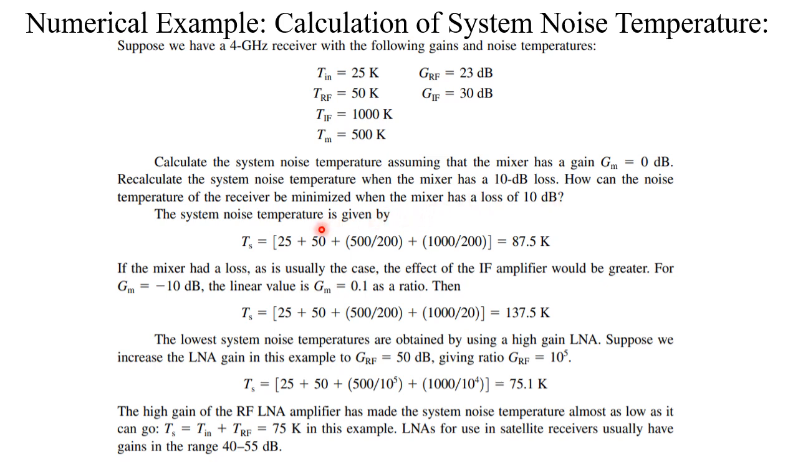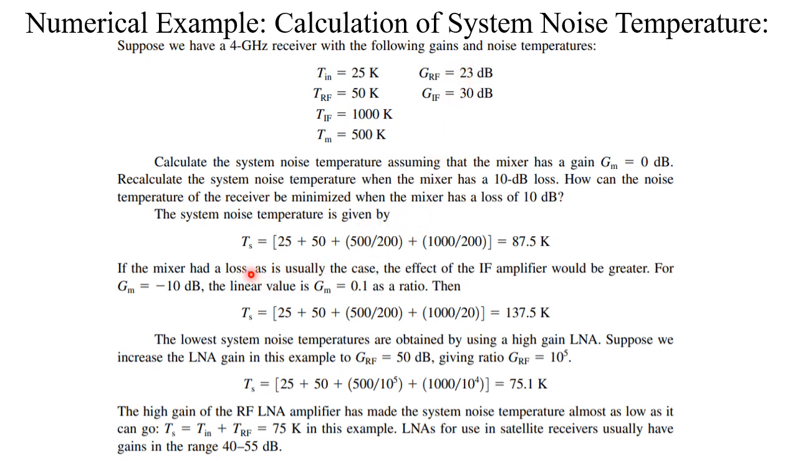The system noise temperature can be written as we have already derived, but keeping in mind we cannot use any term in this expression in decibel. If something is given in decibel, we have to convert it back to normal scale, right? For example, this 23 dB or 30 dB, all these terms must be converted into ratio. Otherwise we cannot use it.